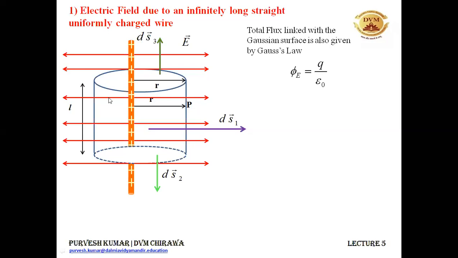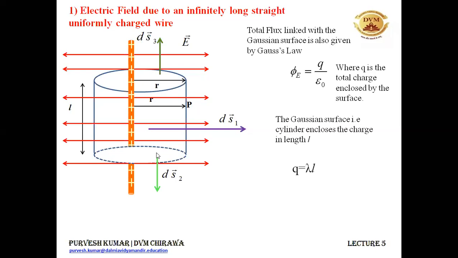So you can see that this Gaussian surface is enclosing only length L of this infinitely long straight wire. This wire is infinitely long, but the Gaussian surface is only enclosing length L of this wire. And when it is enclosing length L of this wire, we can easily use the formula Q is equal to lambda L, because lambda is the linear charge density. So what is the amount of charge present in length L? That is the charge present in the unit length multiplied by the length L. We know lambda is equal to Q upon L. So Q becomes lambda into L.